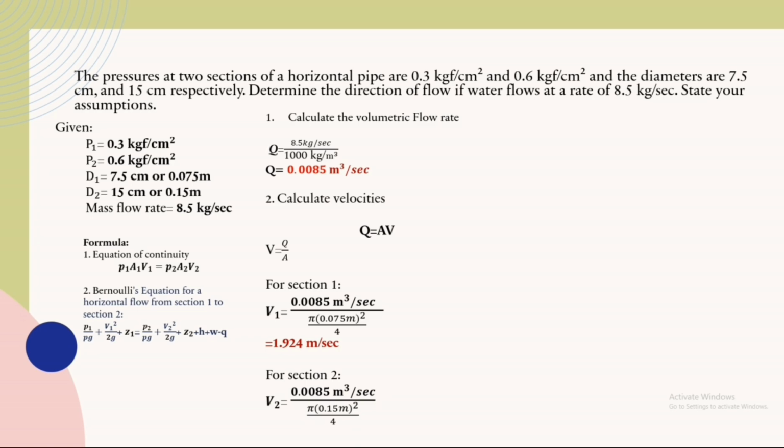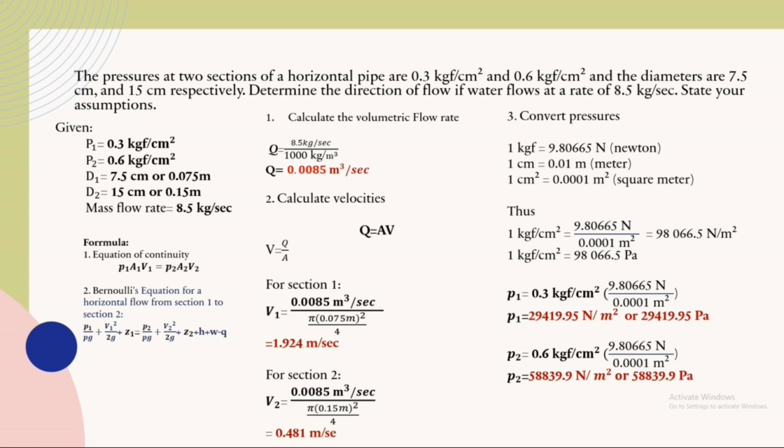Now let us proceed to section 2. It is the same equation that we will use, but we just change the value of the diameter for the cross-sectional area of the pipe. So the diameter of pipe 2 is 0.15 meter. If we calculate the flow velocity, we will get 0.481 meter per second. Therefore, the flow velocity for section 2 is 0.481 meter per second.